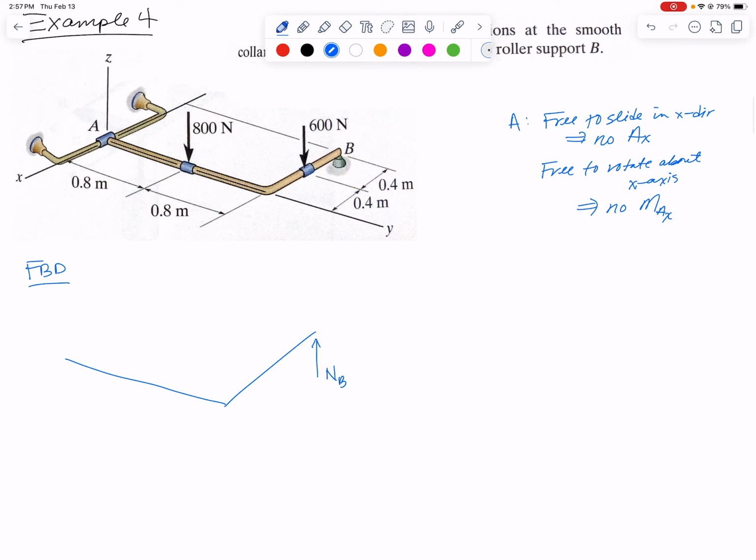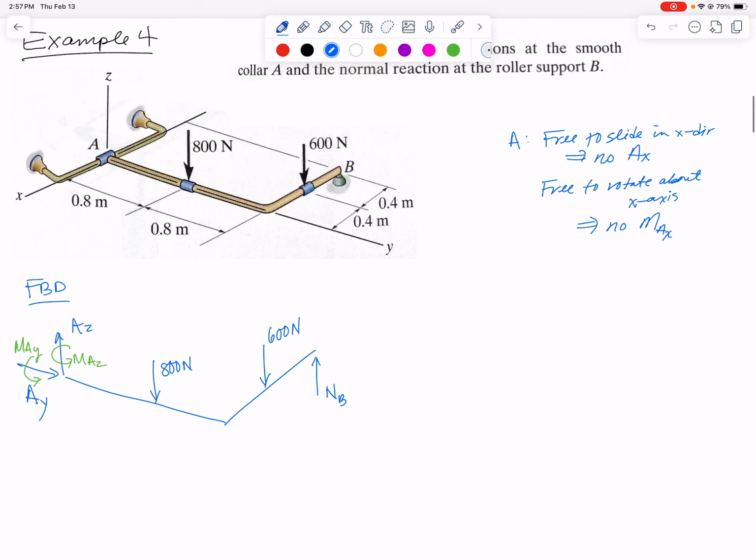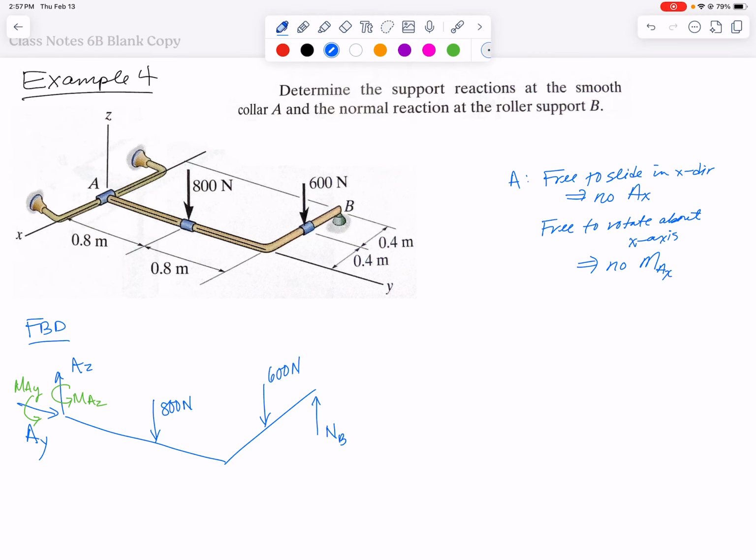So let's draw them on. We'll have an unknown reaction AY and AZ, just guess whatever direction you'd like. And then we'll have reaction moments as well about those same two axes. So a moment at point A about the Z-axis, and a moment at point A about the Y-axis. And then we also have two applied loads, a downward 800 Newton force and a downward 600 Newton force. That should be everything on the free body diagram. They didn't tell me anything about including the weight of the pipe. So we've just got the two applied loads, the normal force at B, and then the four reactions at A.